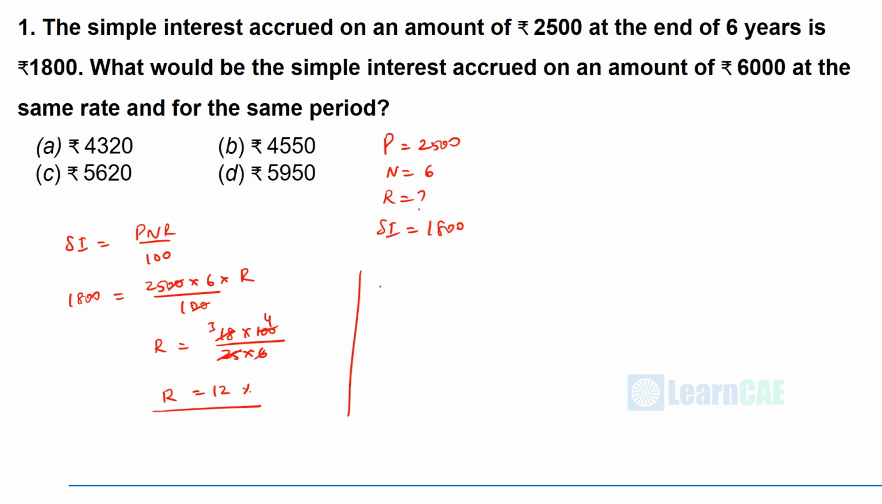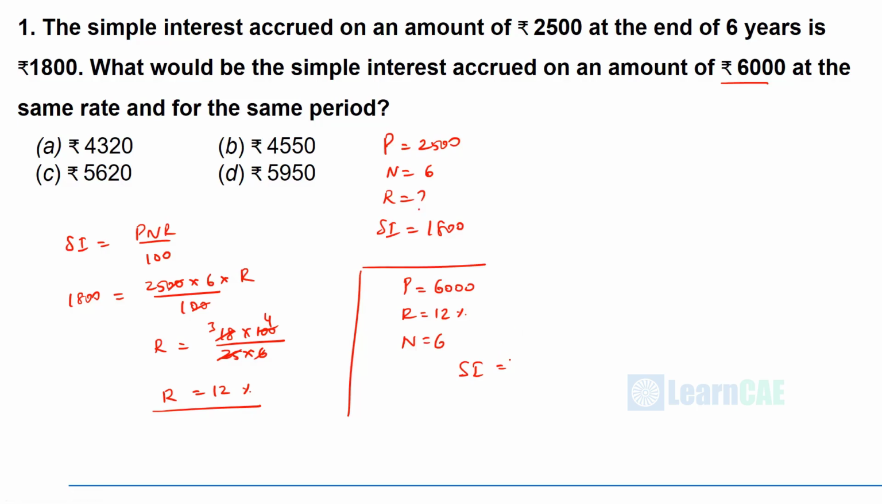Now with this rate of interest, we have to find out the simple interest for the other amount, that is other principal 6000 rupees. Now the new principal is 6000. Rate of interest is 12%. Other information is same, that is N is equal to 6 years. Now we have to find out the simple interest.